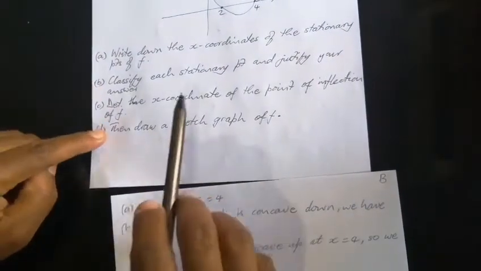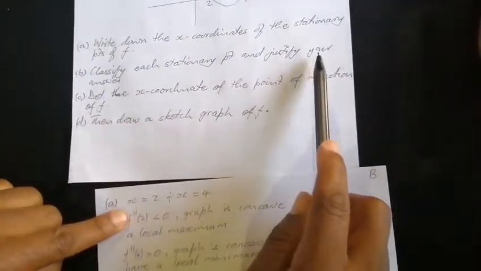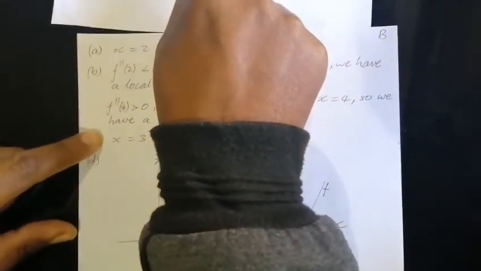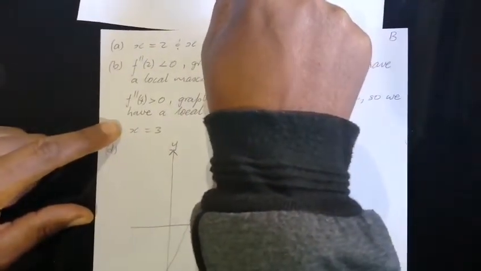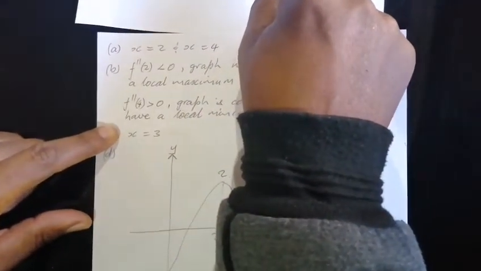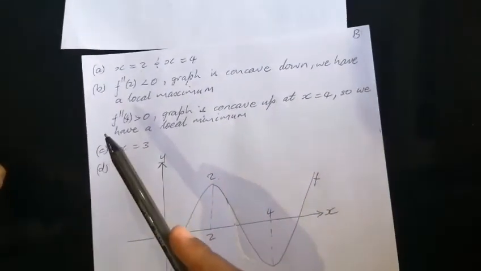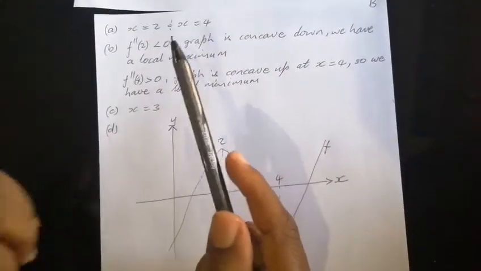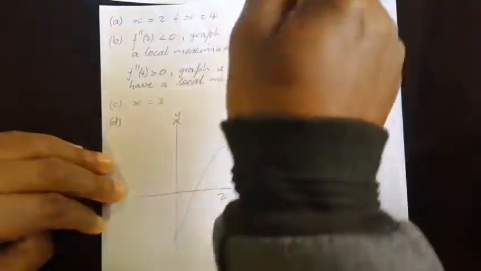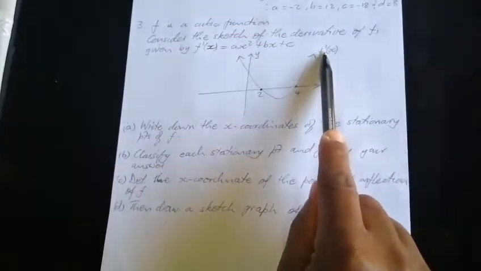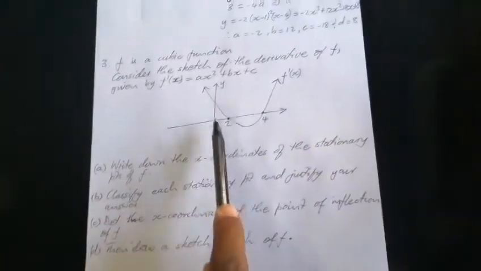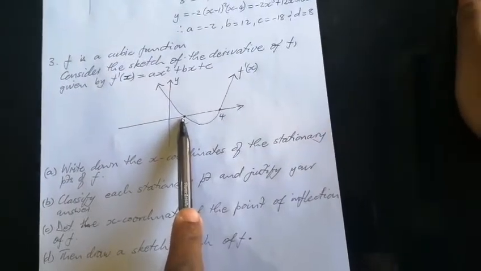Part B, classify each stationary point and justify your answers. We have said this point is a stationary point because it's a turning point, because its gradient is 0. And this point is also a turning point, but we don't know what kind of a turning point it is. So what do we use? The second derivative test. The second derivative test is just deriving this one for the second time, which means we are saying f dash dash of x. And what is our x? 2.